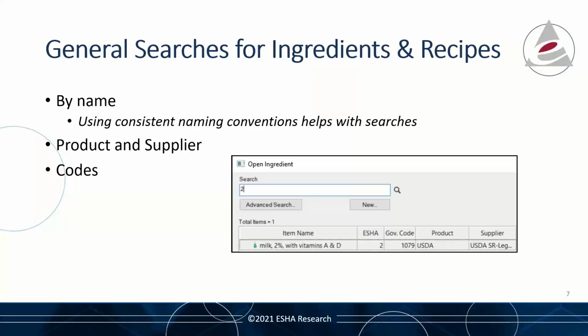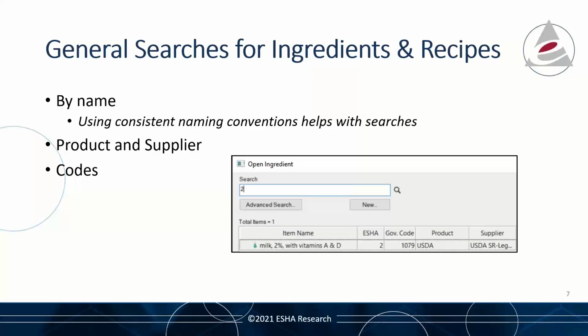So to jump into it, in Genesis, it's common that you'll perform searches by the names of ingredients and recipes. And in previous webinars, we stressed the importance of using consistency when naming your ingredients and your recipes, the ones that you add to your software. This helps with searching for existing items. And of course, if you have multiple Genesis users at your organization, you all want to use the same naming conventions so you can all find what you're looking for.